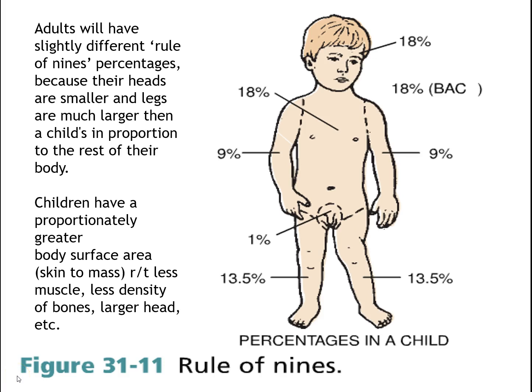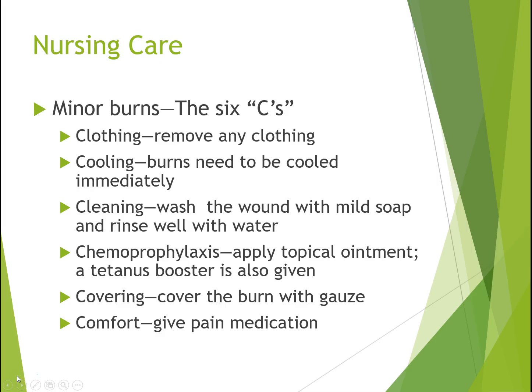The rule of nines does apply to children. It's just that the division of the different percentages of body surface are different for children. A small kid has a larger head than an adult does, so their head is more of a percentage than it would be in an adult. They have proportionately greater body surface area, skin to mass related to less muscle, less density of bones, and the larger head.